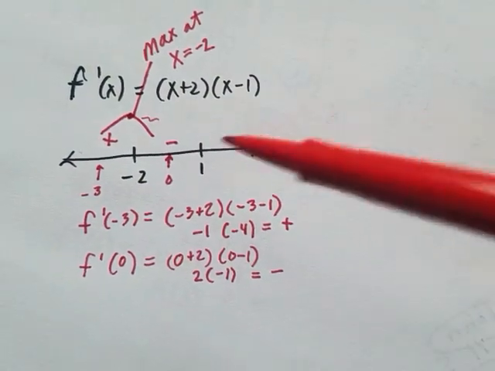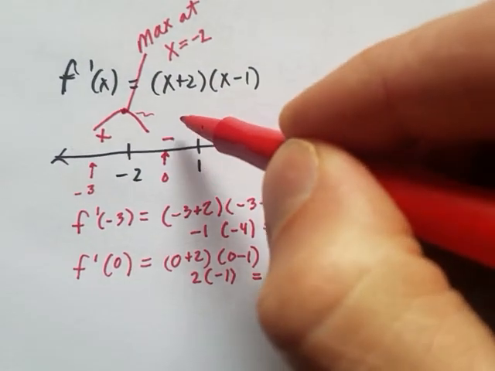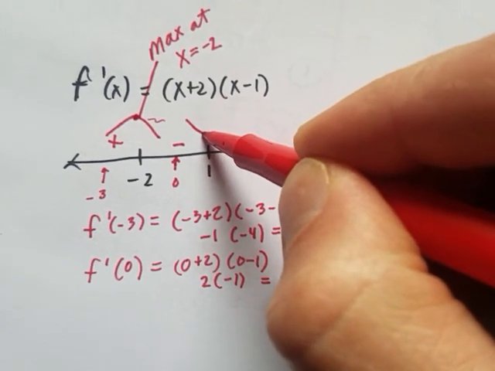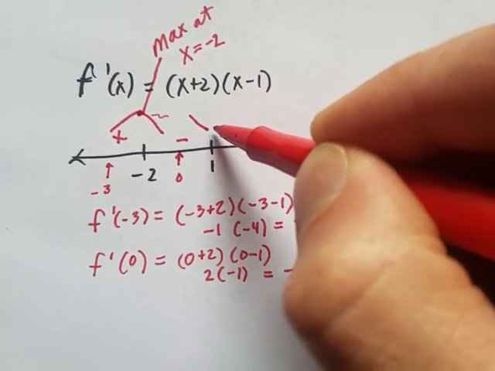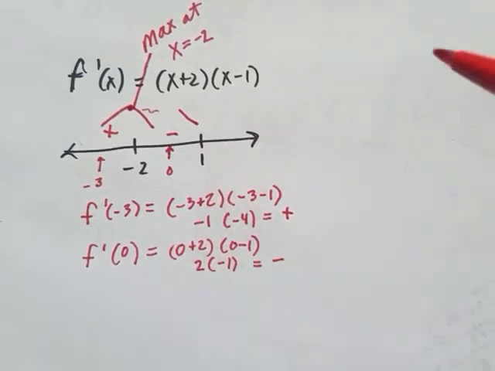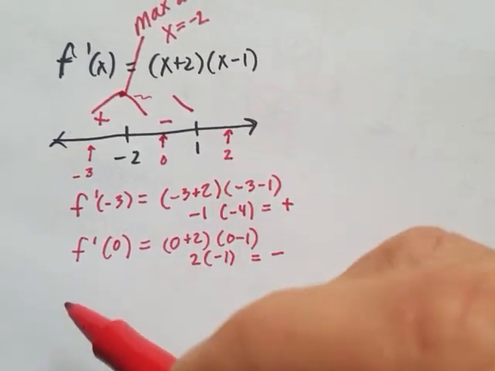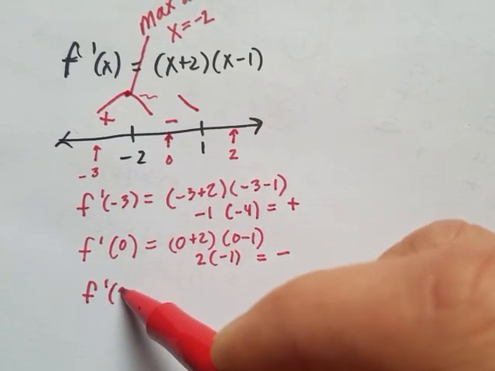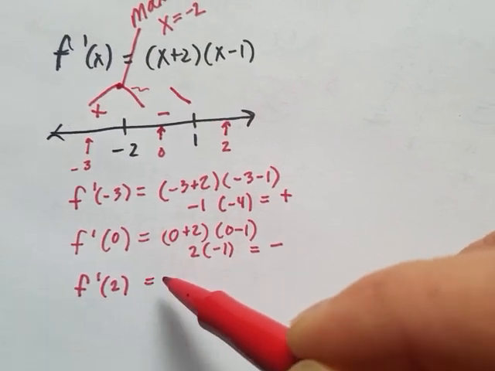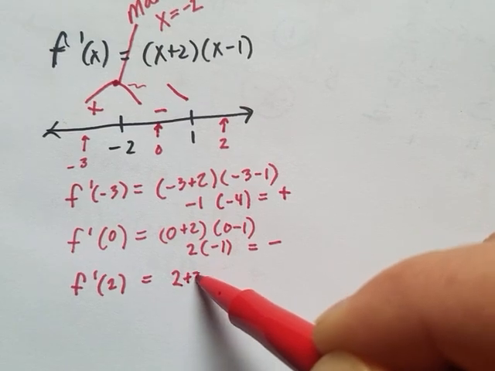Okay. Now we're going to repeat that process for 1. Now we already know that it's going down as it gets to 1. Now the question becomes, is it going to go back up or is it going to keep going down? Well, we need to find what's happening to the right of 1. So let's just pick a number like 2 and find out what its slope is doing to the right. So now we're just going to plug in 2.